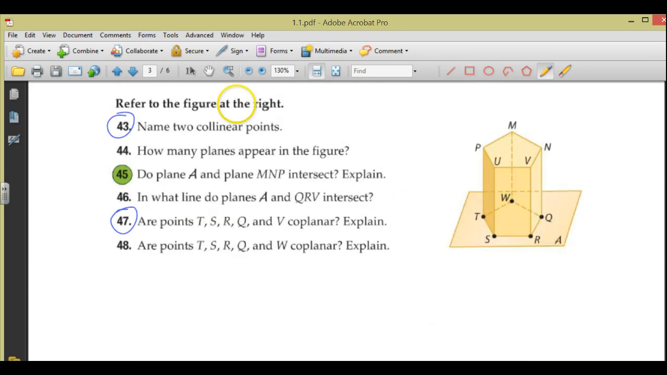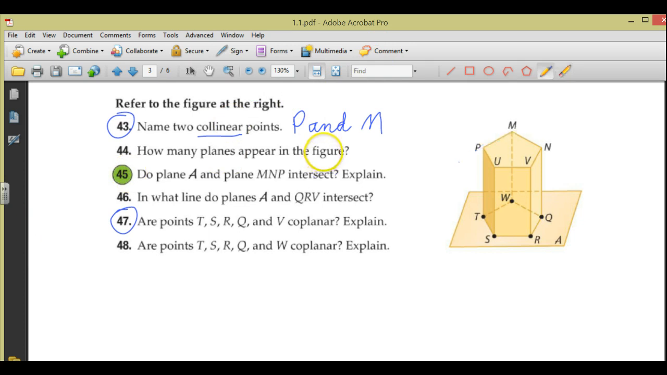Number 43, name 2 collinear points. So I just want 2 points that lie on the same line. Notice that the word collinear has linear or line in it. So there's a lot of possibilities here. I'm just going to go with this one. It's pretty obvious that points P and M would lie on the same line. But like I said, there are plenty of possibilities there.